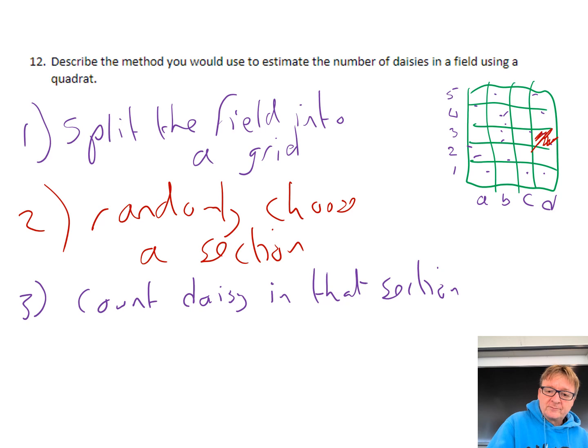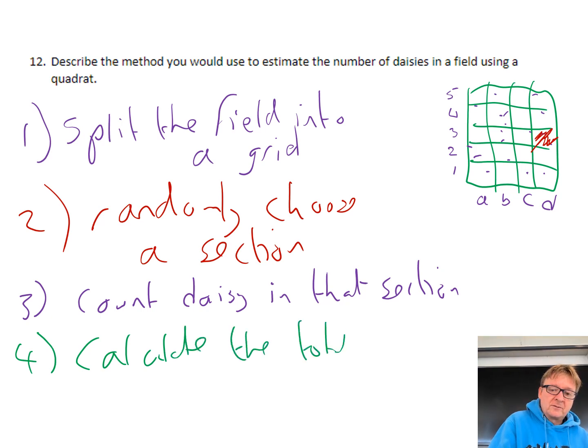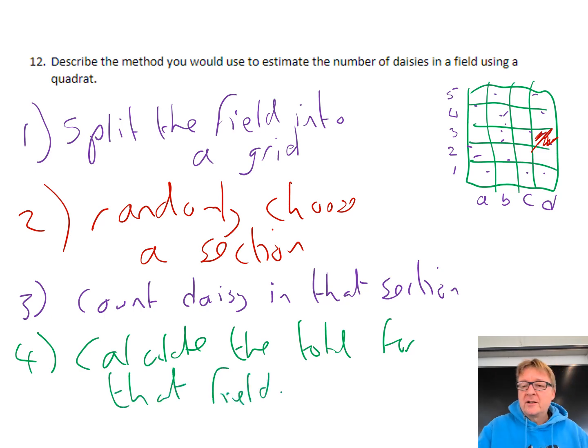And then number 4, calculate the total for that field. So the example of that could be, I'll just change the colour again, we'll go orange. So in that one there, let's say there's 5 daisies. What you normally do is lots and lots of them to try and get a mean. And then you can work out that 1, 2, 3, 4, 5, 6, 7, 8, 9, 10, 11, 12, 13, 14, 15, 16, 17, 18, 19, 20. So if the mean was 5, you do 20 times 5 equals 100 daisies approximately in that field.